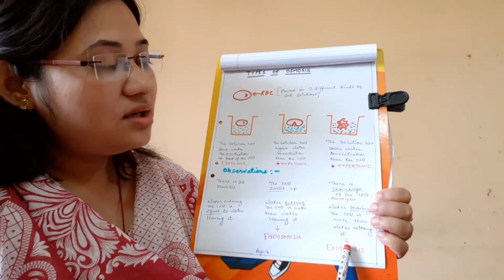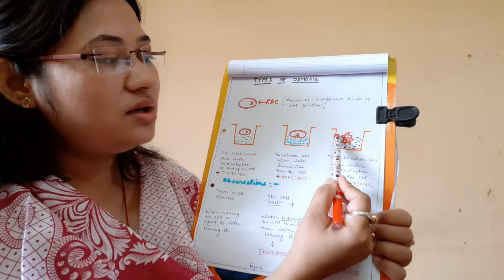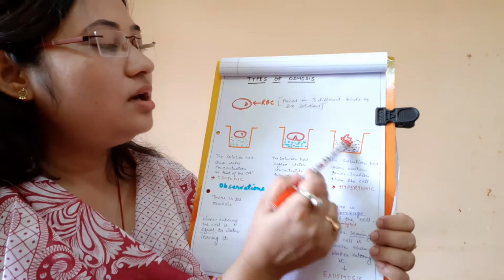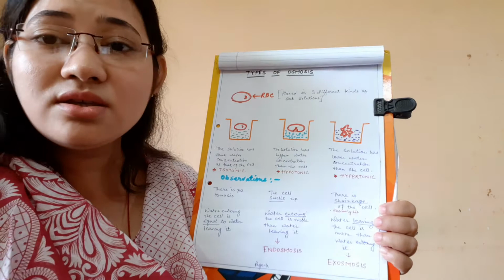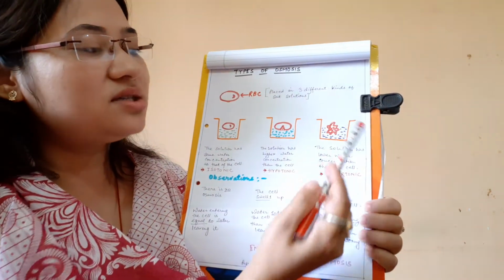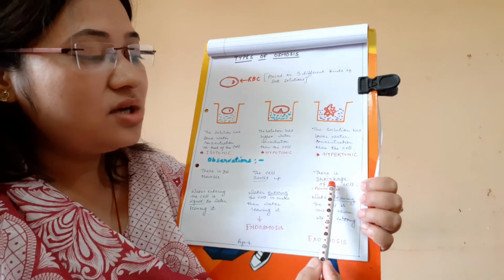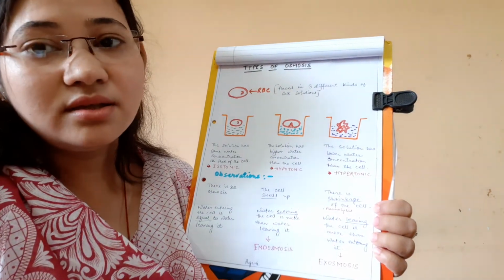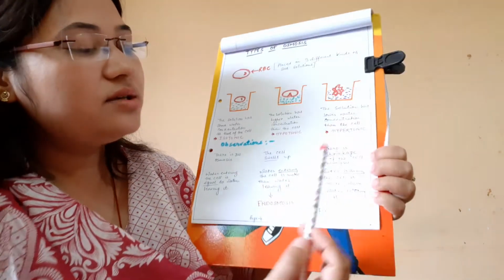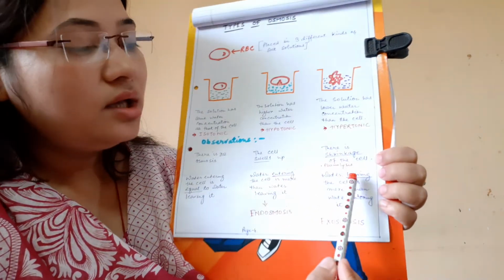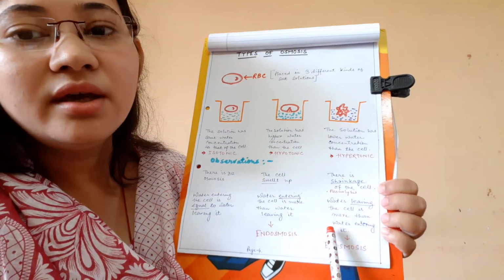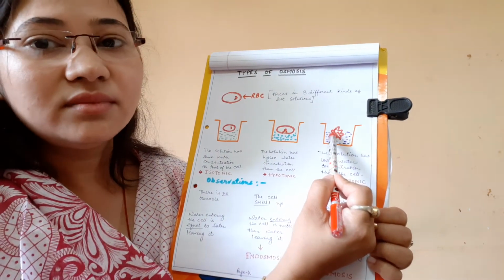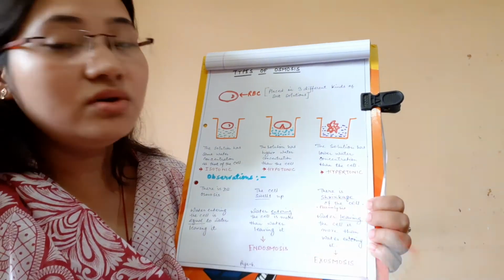But in this case, when the solution has a lower water concentration, what will happen to the RBC? After some time we will see that there is shrinkage of the cell. The cell has become shrunk. This is also called plasmolysis. The cell has become plasmolysed. Why is it so? Because water leaving the cell is more than water entering the cell. That means water has moved out of the cell and that has caused the RBC to shrink.